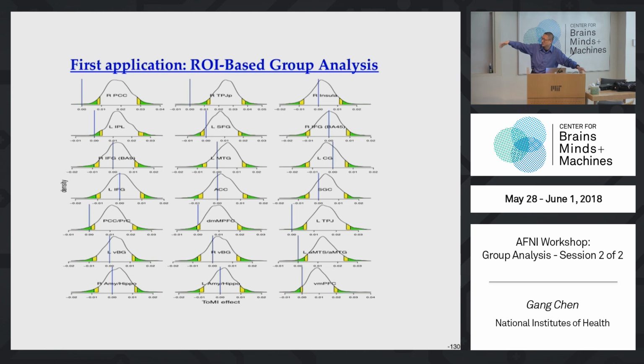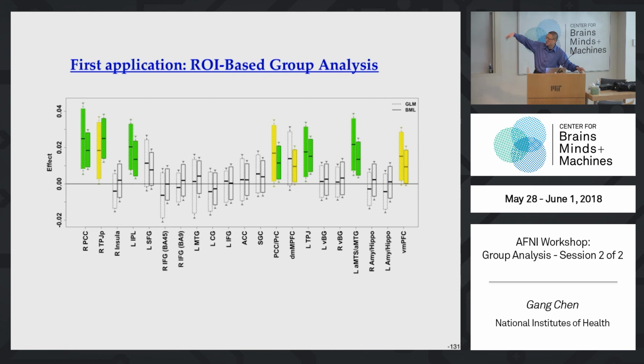Even for those ROIs where the evidence is weak, people who perform meta-analysis can still use the information, right? So that's another advantage. That's one way to summarize the data using the posterior distribution. Of course, you can also condense them using error bars, the standard deviation. You can do that too.